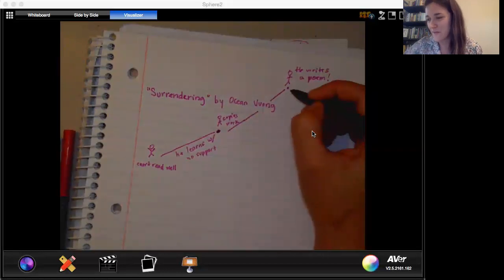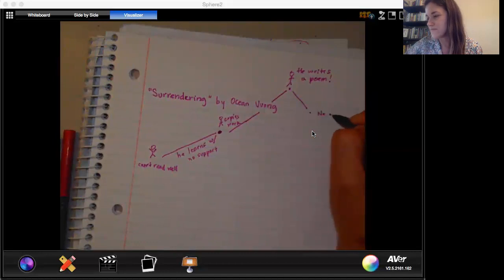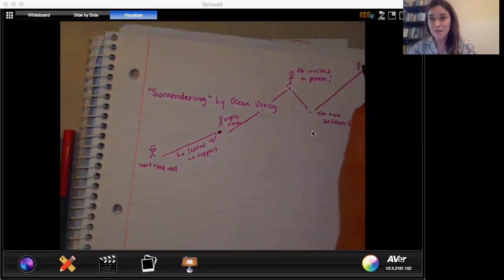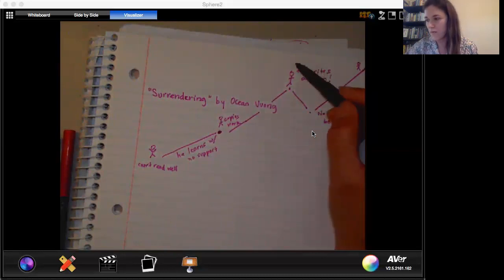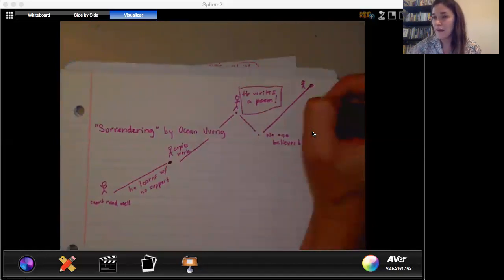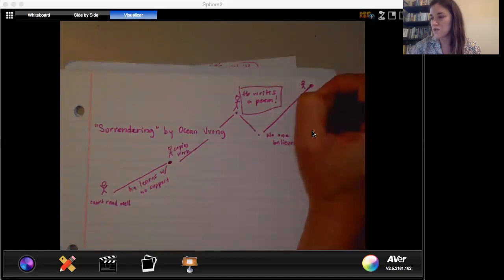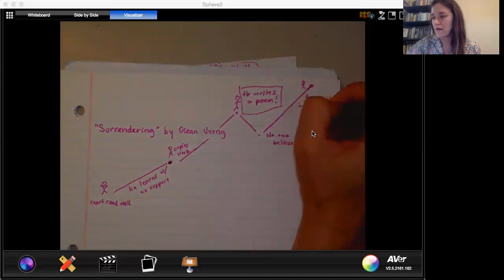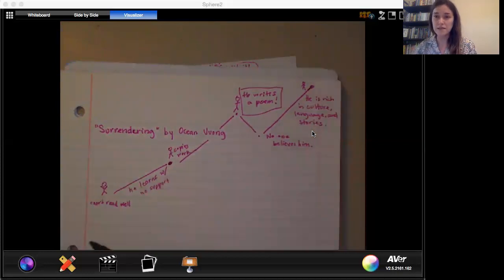And then there's this downward crash as no one believes him. But then at the end, and I think this is the really important part, and I don't even have space to put him all the way up here, but at the end he gets to this message, right? Because the goal wasn't to write a poem. I mean, yes, that was the goal. But the most important thing is what he realizes at the end, that he is rich in culture and language and story. So even though the dominant culture doesn't see his value, he recognizes it for himself, right?